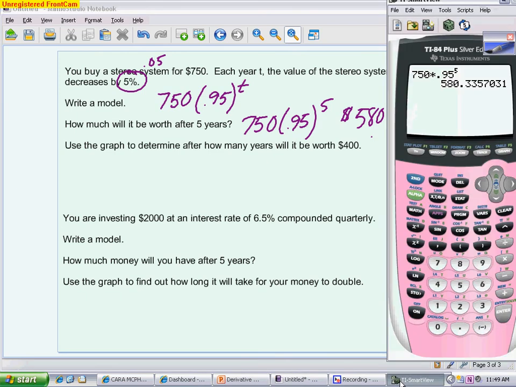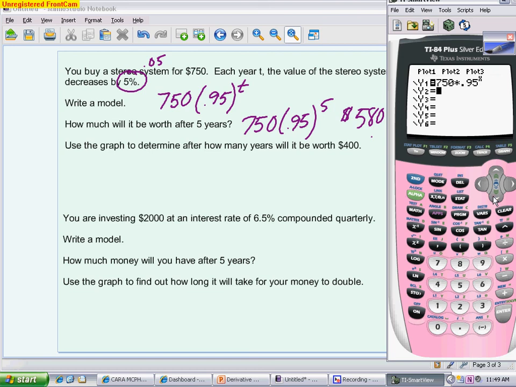So what I do for this is I'm going to go to my y equals and graph my model. So my model is the very first thing you wrote. So 750 times 0.95 to the x power. You've got to put an x there. The temptation is to put a number there. If you put a number there, you're just going to see a flat horizontal line.